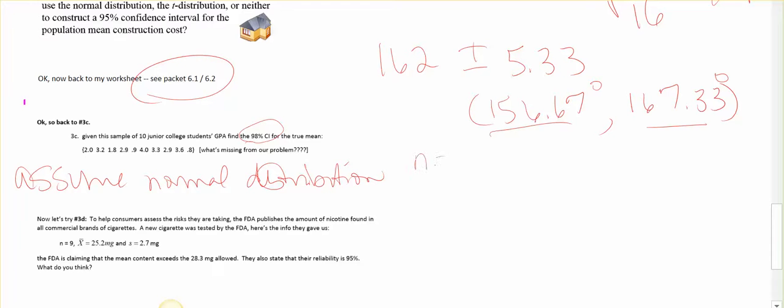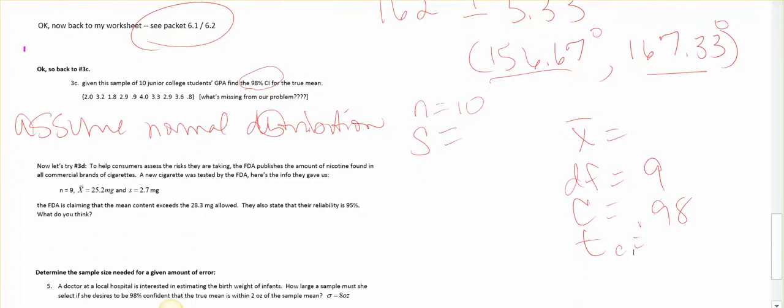We know n is 10. We don't know sigma. We're going to look for s. We'll look for x bar, and we need our degrees of freedom. Well, the degrees of freedom is n minus 1, so the degrees of freedom are 9. The confidence level is 0.98, and so we can go ahead and get our critical value for t before we get started. So we need degrees of freedom of 9, confidence level of 0.98.